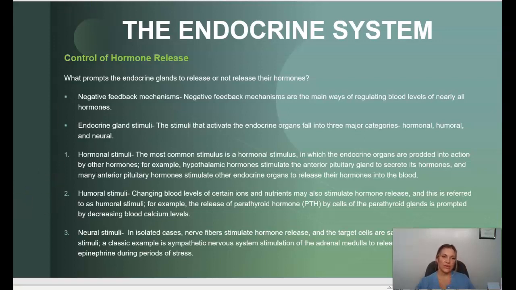So as we can see here, the endocrine system is, I think, actually quite fascinating and interesting, but also can be a little bit complicated.